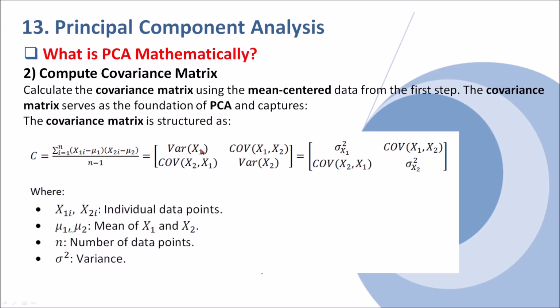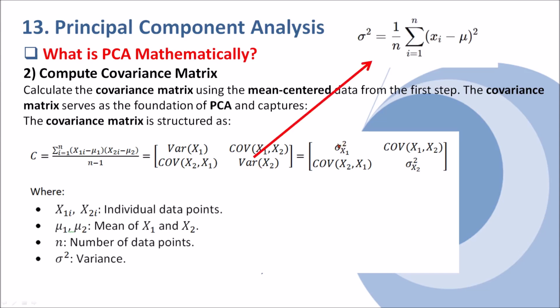In the diagonal elements, we have the variance of the first feature and the variance of the second feature. In the off-diagonal elements, we have the covariance between x1 and x2, and the covariance between x2 and x1. In other words, the diagonal elements are the variances of the first and second features, and the off-diagonal elements are the covariances of x1 and x2, or x2 and x1. Therefore, the covariance matrix is a symmetric matrix.